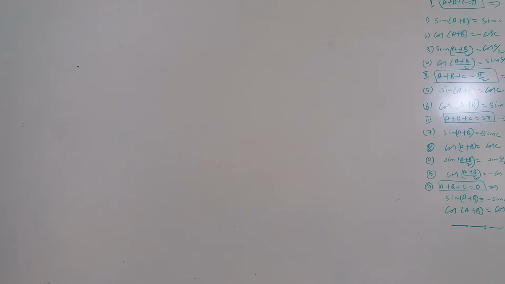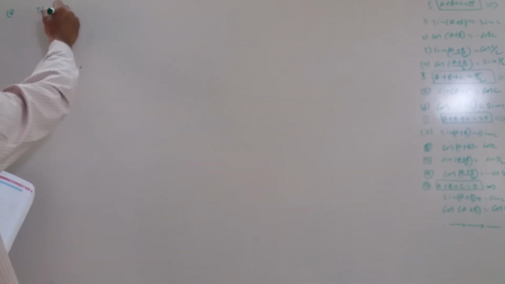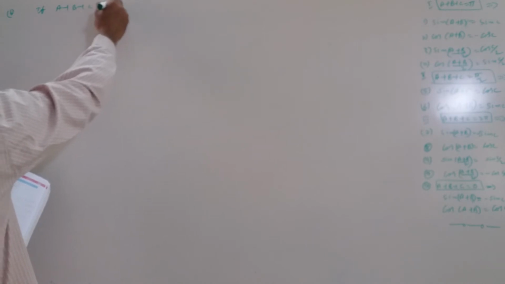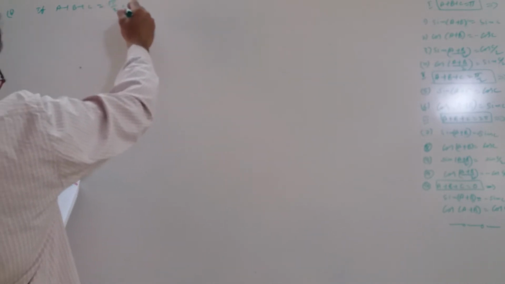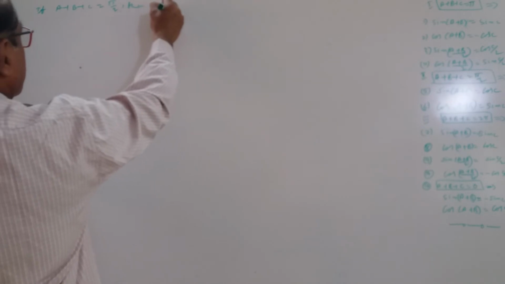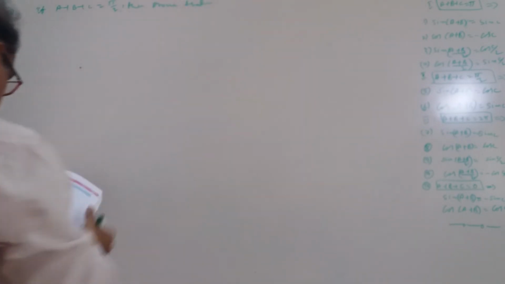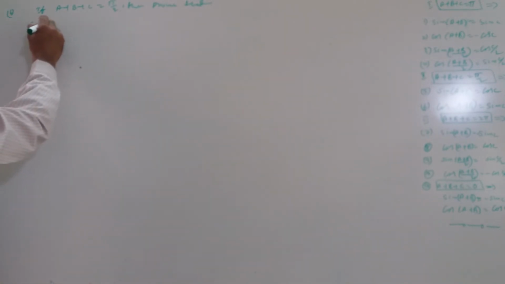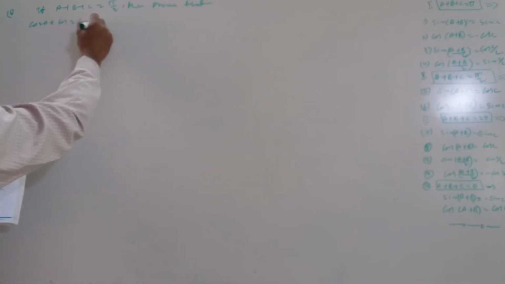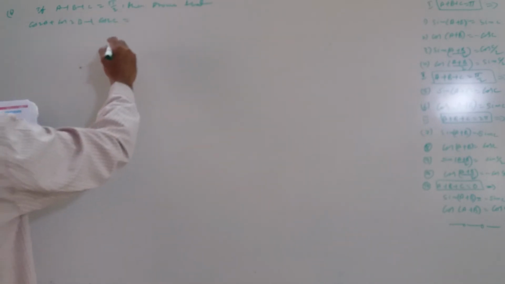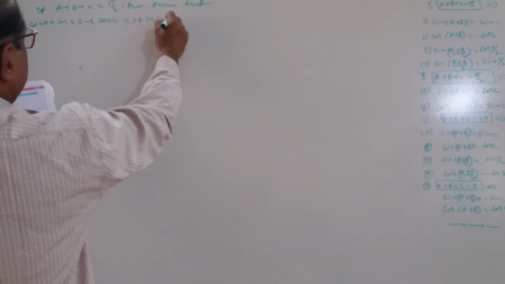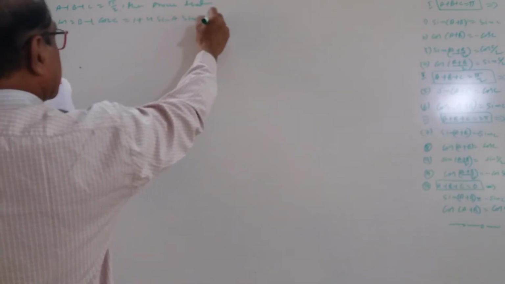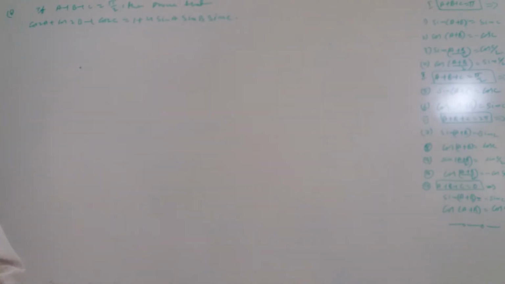One another model is there. Very important problem, that is the 6th problem. If a plus b plus c is equal to pi by 2, then prove that cos 2a plus cos 2b plus cos 2c is equal to 1 plus 4 sin a sin b sin c. We have to prove.